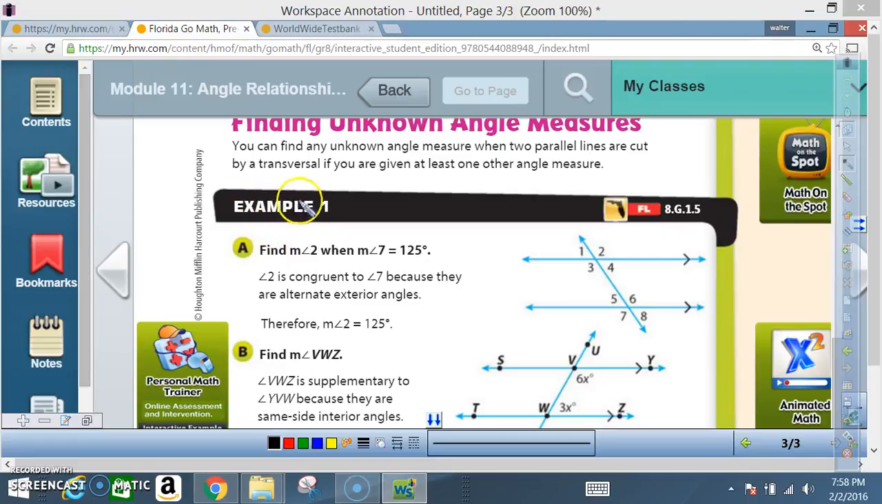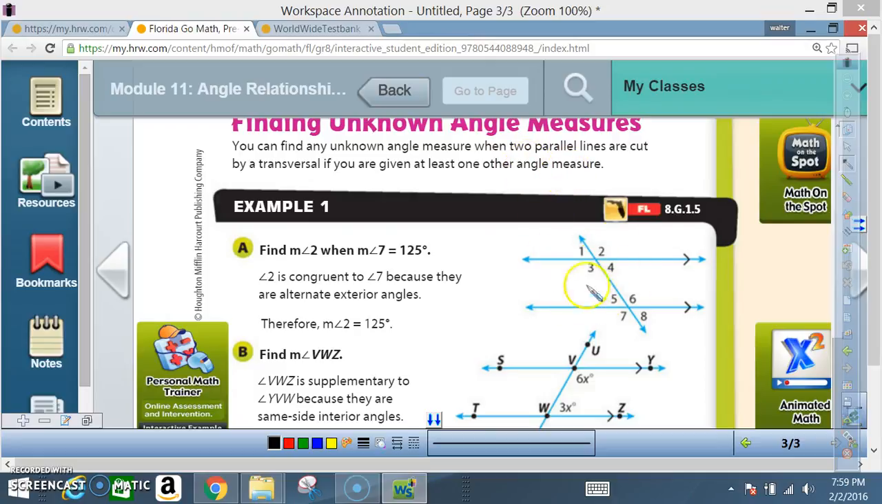Okay, let's look at another example to be sure we have down working with parallel lines when they are cut by a transversal. Okay, example 1. First off, remember, finding unknown angles. You can find any unknown angle measure when two parallel lines are cut by a transversal if you are given at least one other angle measure.